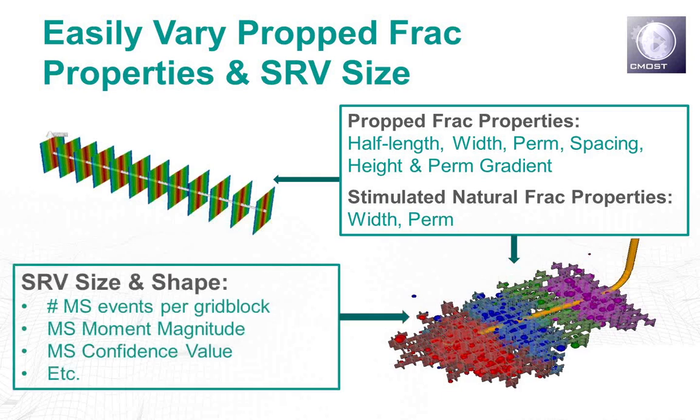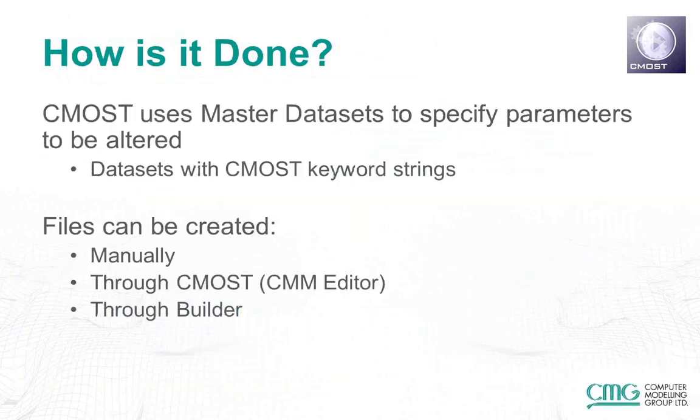If you have incorporated microseismic data in order to size your stimulated reservoir volume, you can also incorporate this into CMOST by adjusting the size of the stimulated reservoir volume based on imported data such as moment or confidence from that microseismic. So to do this, CMOST needs a master data set to be generated, which is used as a template for creating new data sets while specifying what things in the model you would want to adjust.